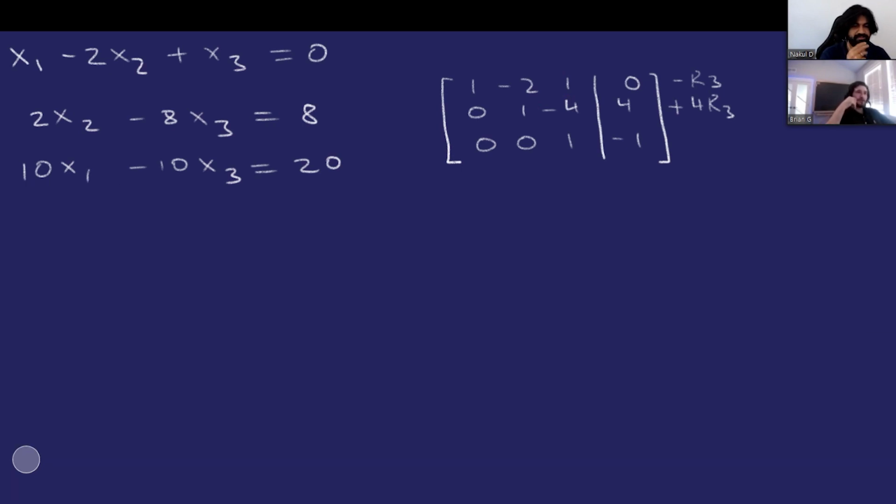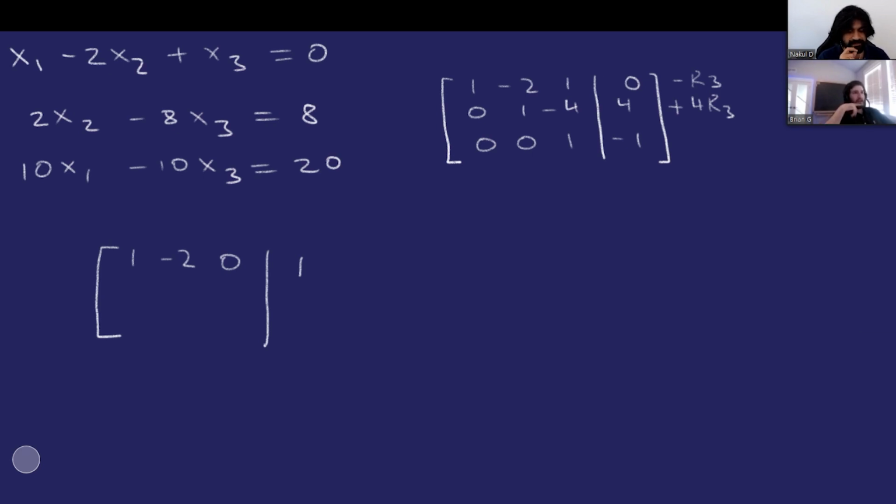Well, for the first operation, if it's row 1 minus row 3, then it would be 1 minus 0, which is 1. -2 minus 0, which is -2. And 1 minus 1, which is 0. And then 0 minus -1, which is 1. Very good. And for the second one?